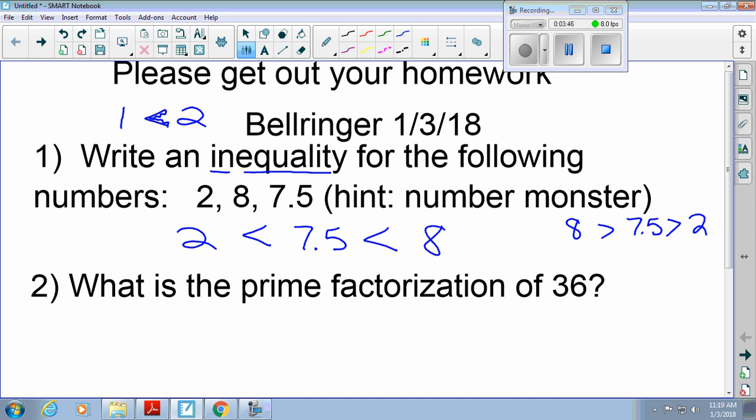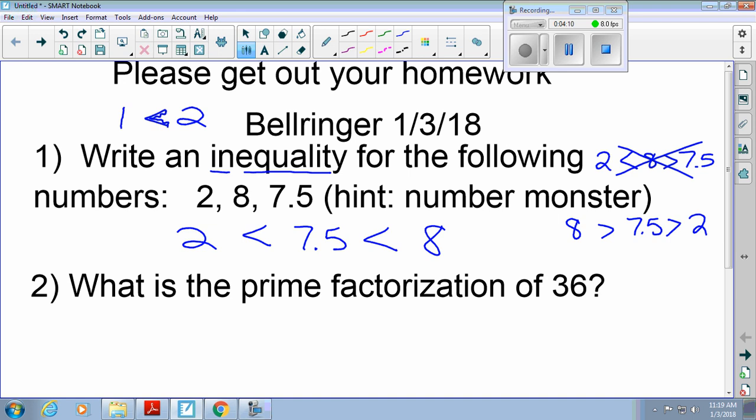All right, nice job. So again, put them in order from least to greatest. You should not have numbers pointing at each other. Did anyone do this? Did anyone do that? That's wrong. Do not do that. All of your points should be pointing in the same direction. All the mouths, the alligator mouth, should be open in the same direction.